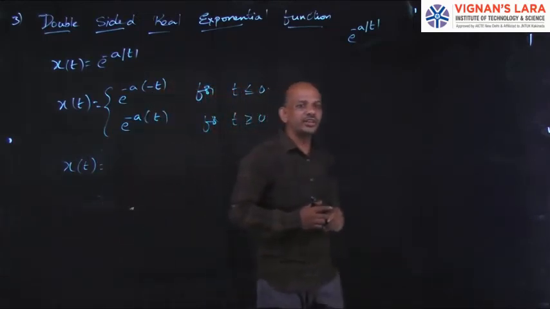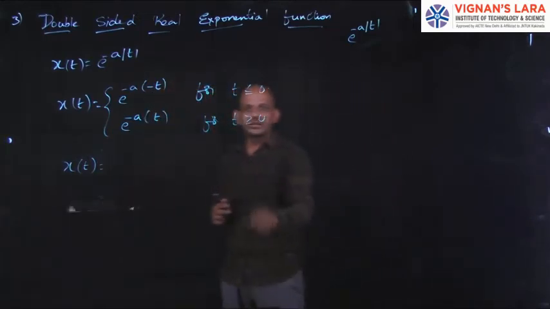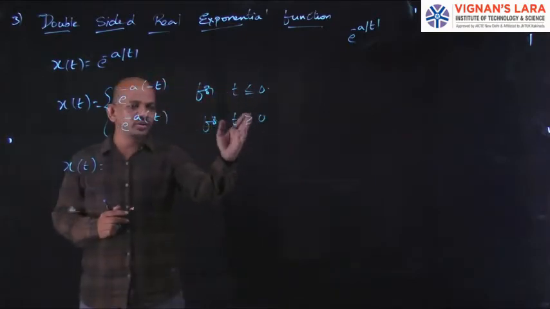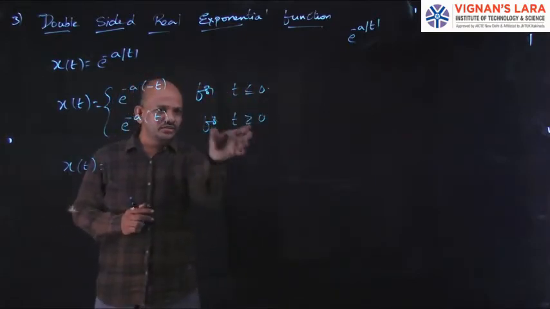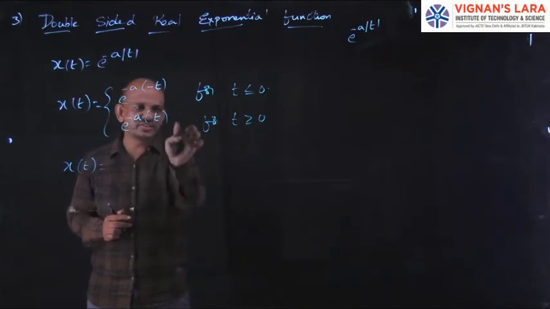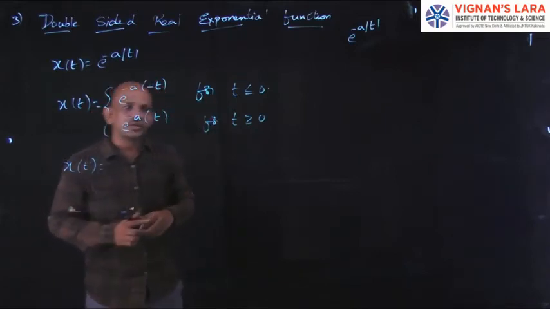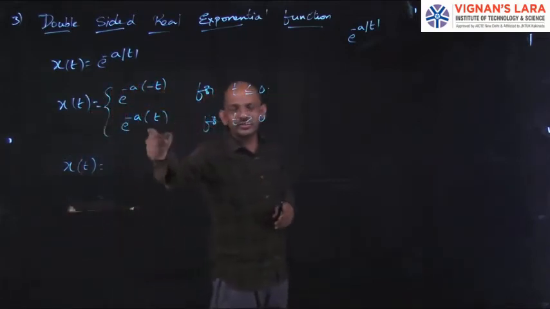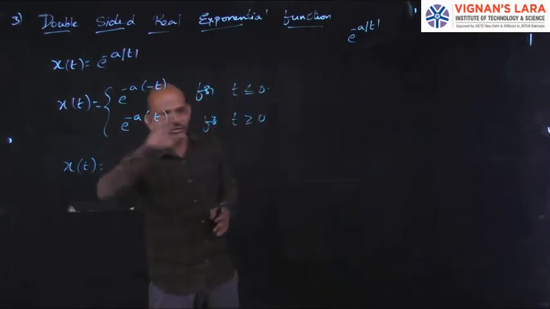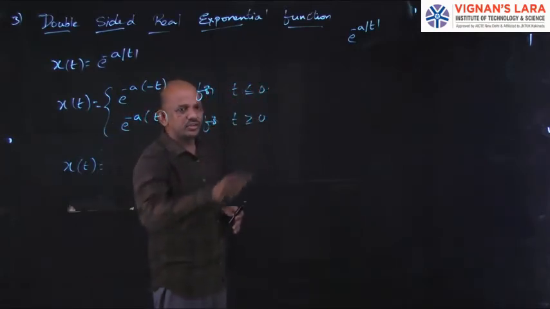What is the value of u of t? u of t equal to 1 for t greater than or equal to 0. So in this case, if I multiply this equation with u of t, that u of t value is 1, and 1 into that is the same value. So there is no change in the value. Instead of writing t greater than or equal to 0, I will write u of t.